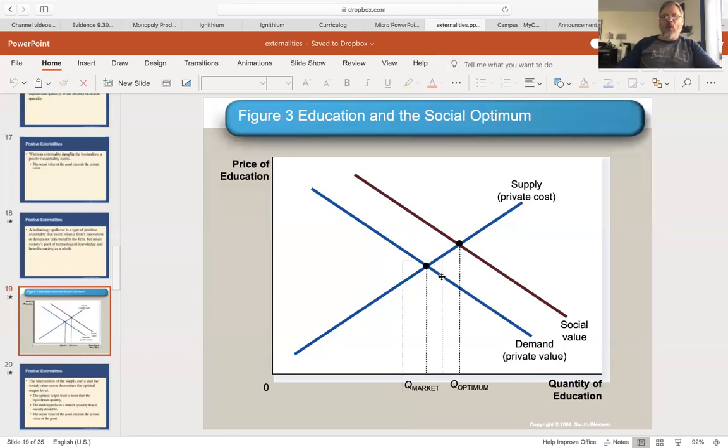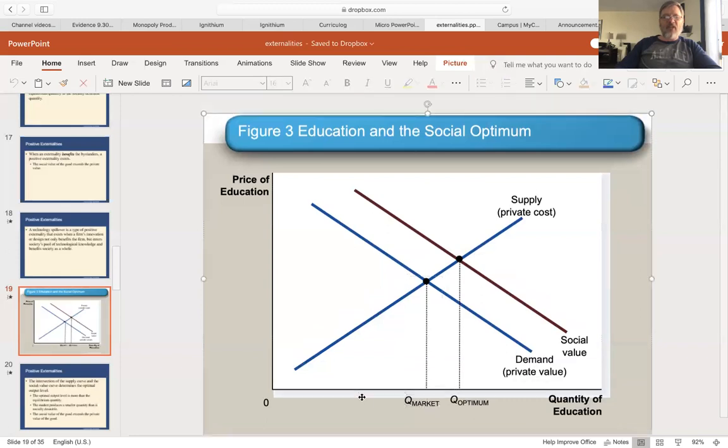And so what we do is, with the positive externality, you'll notice we take the private value and then we add the external value, and we end up with this social value curve. And again, notice that the socially optimal level of education in this case is greater than what the private market level of education is.